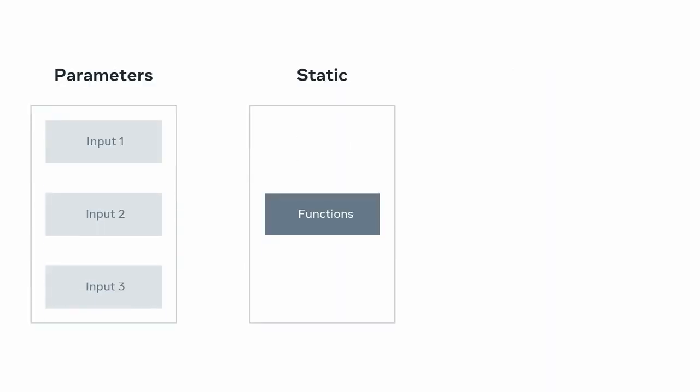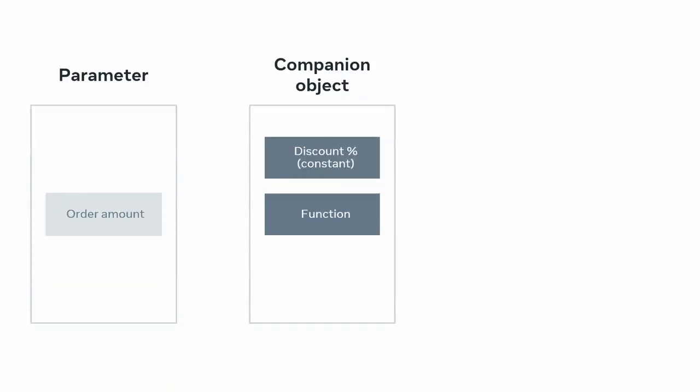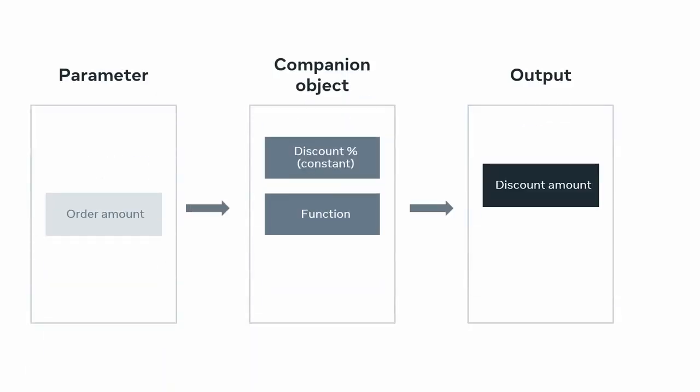You implement functions in companion objects that may or may not take parameters as input and generally return some output upon processing the constant values defined in the companion object and the parameter values passed to the function. For example, you may define such functions to calculate and return the discount amount for an order amount passed as an argument to the function and a fixed discount percentage set as a constant value in the companion object.